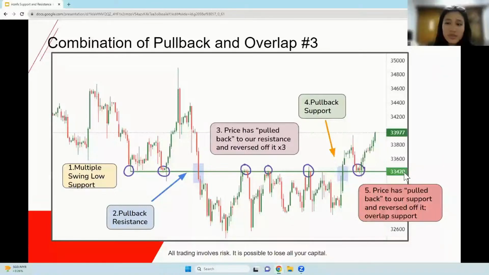And then 0.5, lastly, price has pulled back to our support and reversed off of it. So this level at the 33420, you can tell that it's a very significant level because price is continually retesting it. So what's important here is that because it's a pretty significant level, you can also expect Fibonacci levels to line up nicely with this level.